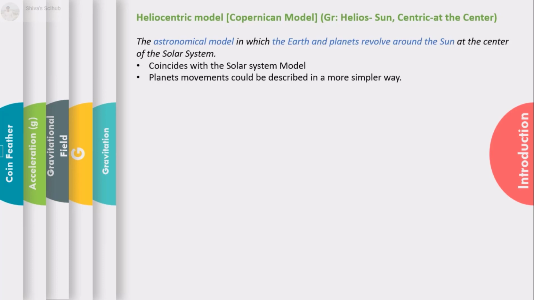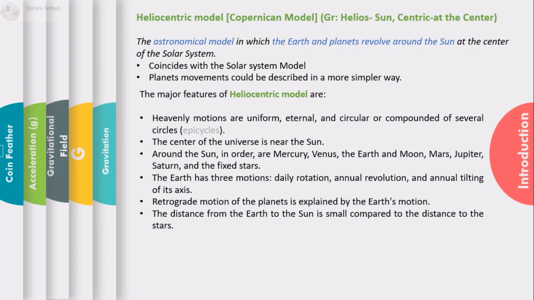The astronomical model in which the earth and the planets revolve around the sun at the center of the solar system is the heliocentric model, and it coincides with the solar system model, and the planet movements could be described in a much simpler way. There are various features of this heliocentric model which actually are out of the scope of your syllabus, so let me just read them. Heavenly motions are uniform, eternal and circular or compounded of several cycles, also called epicycles. These are in the form of circles. The center of the universe is near the sun.